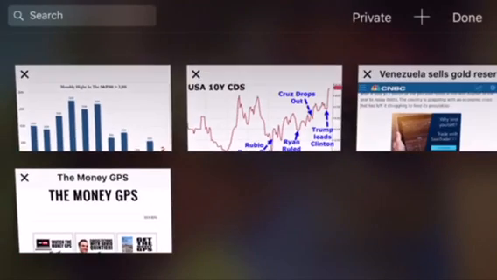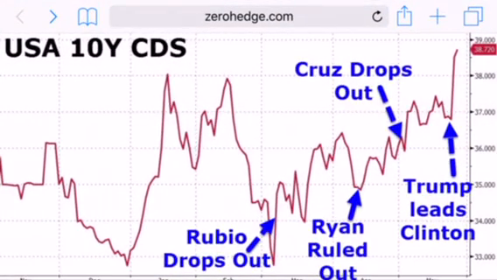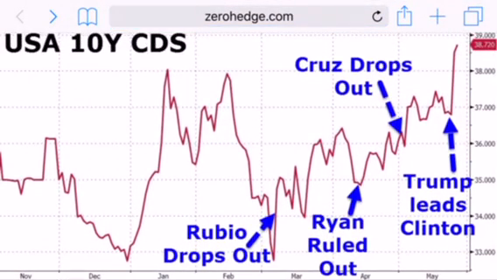So let's take a look at the next one here. As you see, the 10-year CDS. So CDS basically tracks this credit default swap, and we've seen this historically. And essentially what this is, the default risk. And when you look at default risk, the higher it is, the more dangerous that is.